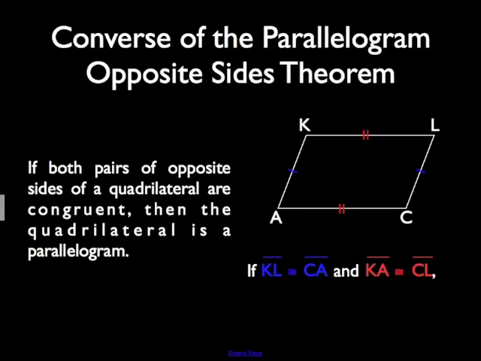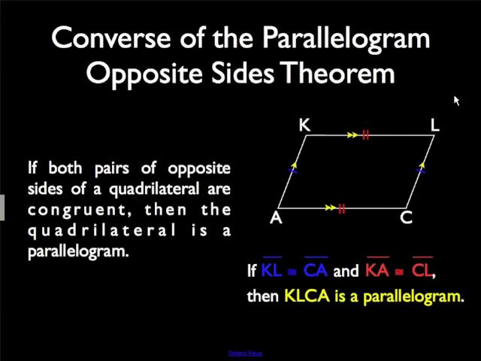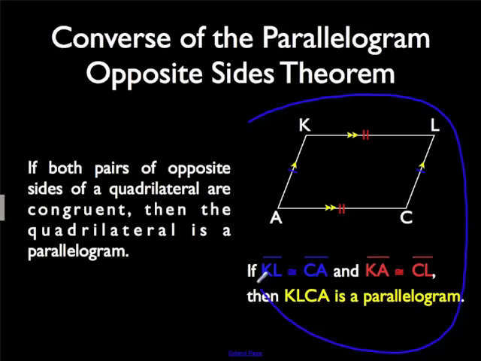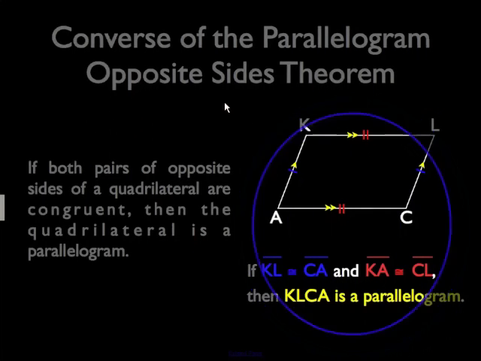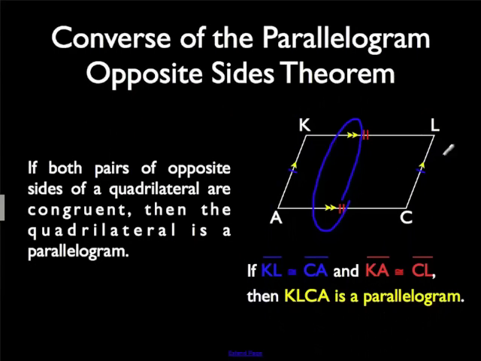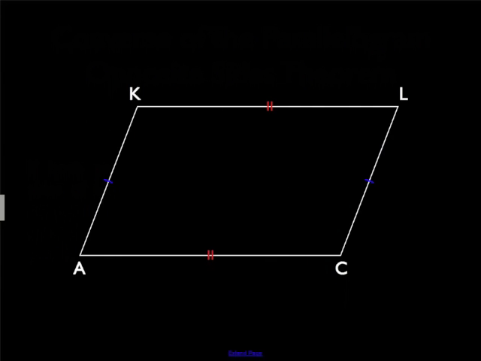In other words, if segment KL and segment AC are congruent, and segment LC and segment KA are congruent, then we can see that the quadrilateral KLCA is a parallelogram. Notice the parallel markings here and here. As always, I want to walk through the proof with you. So in order to help us out with this, let's draw in segment AL here.